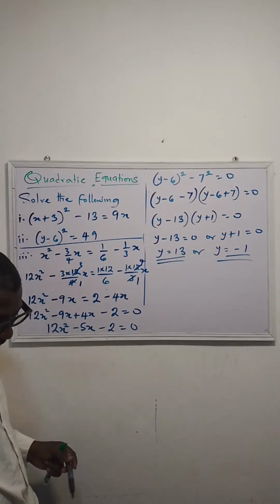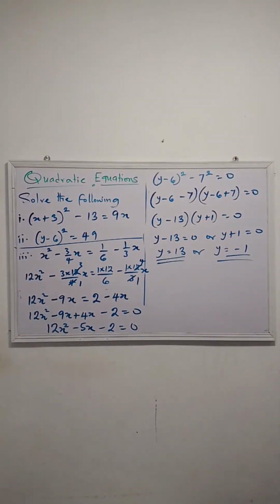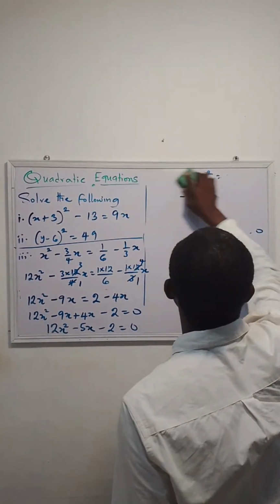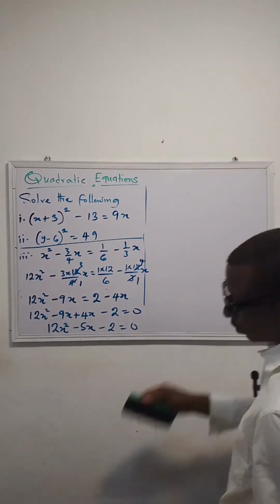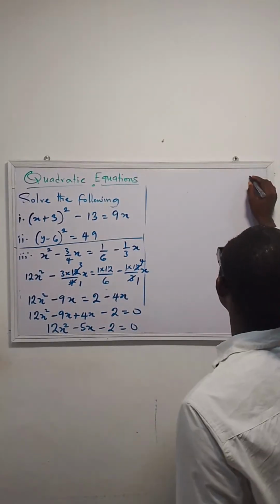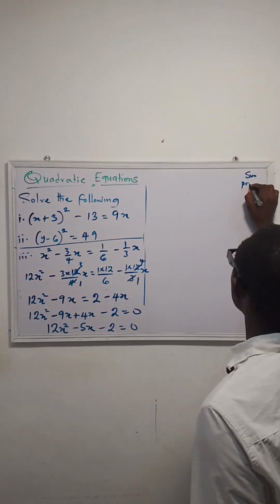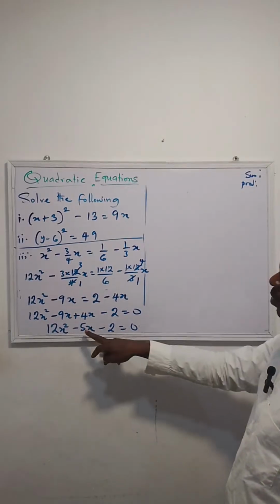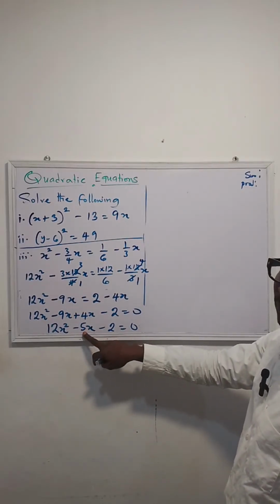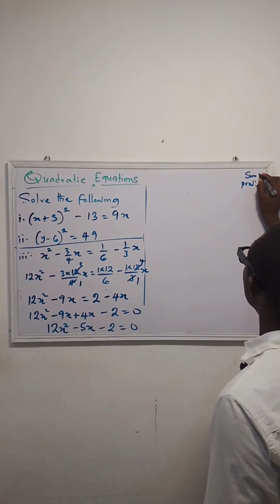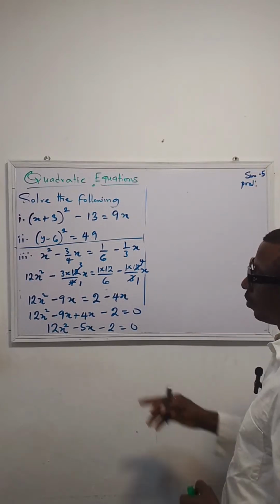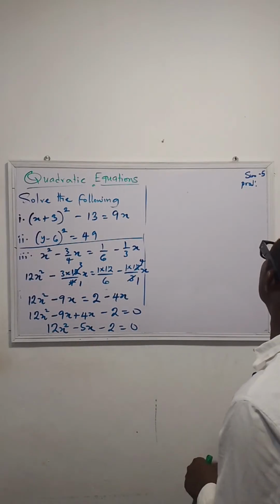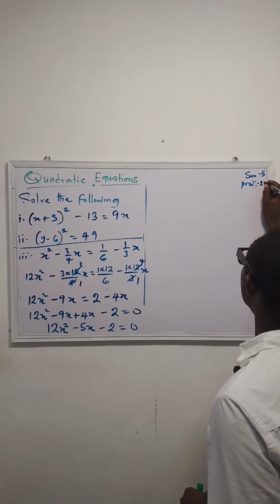So we can now go ahead and find the sum and product. So what is the sum and what is the product of this equation? Now the sum is the coefficient of x, right? That's negative 5. And the product will be the multiplication of 12 and negative 2. And that is negative 24.